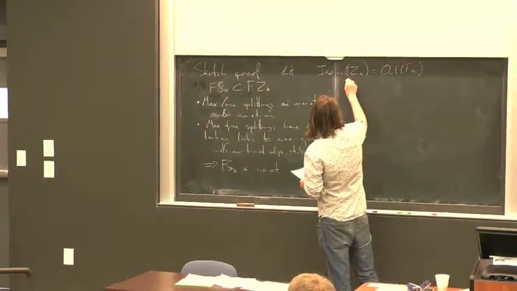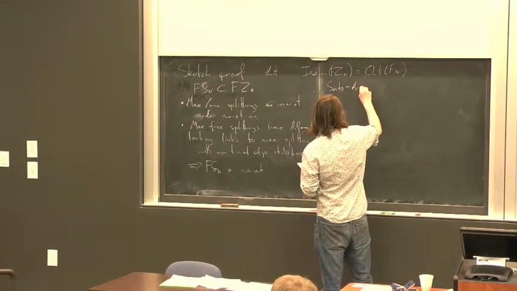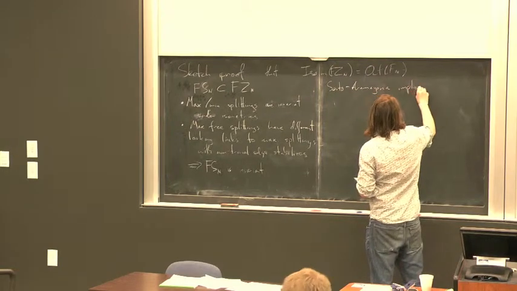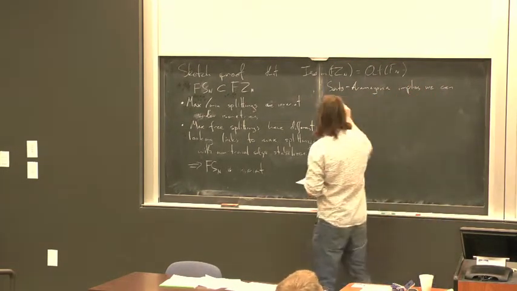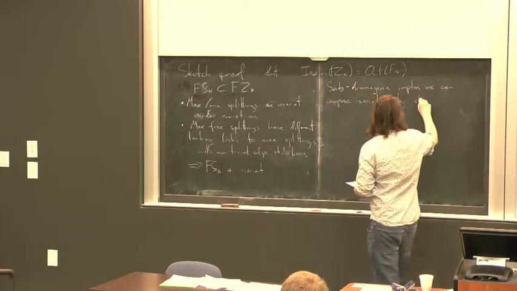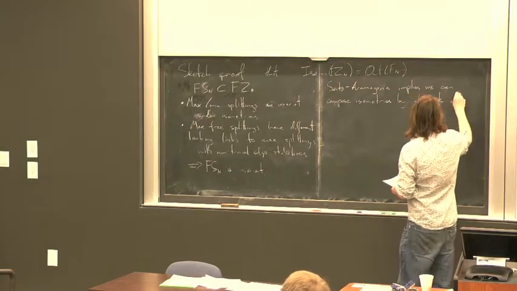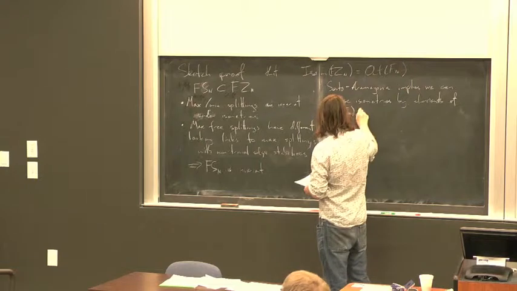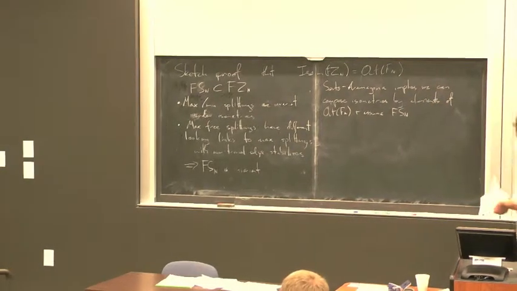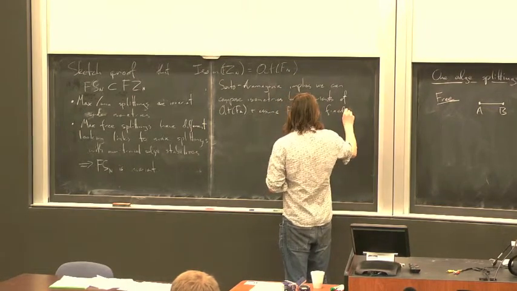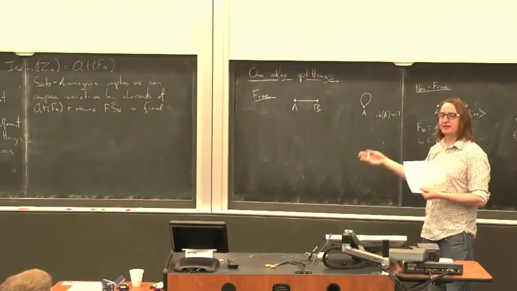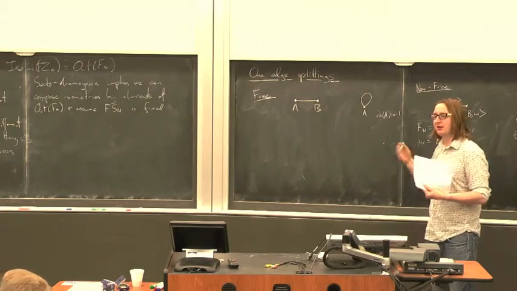And when you have this, you can then use this Aramayona result, which implies we can compose isometries by elements of Out(F_n) and assume the free splitting complex is fixed. So this reduces the problem to a question of, if I have an isometry of this complex where all the free splittings are fixed, I just need to show that this actually means that the whole complex is fixed.